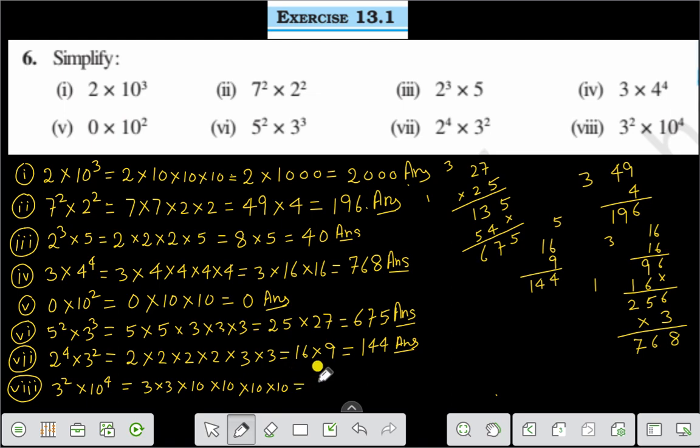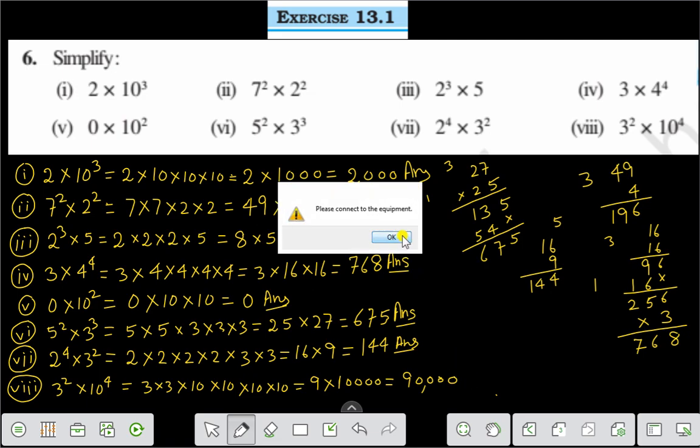It can be written as 3 threes are 9 into 1 followed by four zeros. It can be written as 9 followed by four zeros. You put the commas, that is 90,000. This is the answer of question number 8.